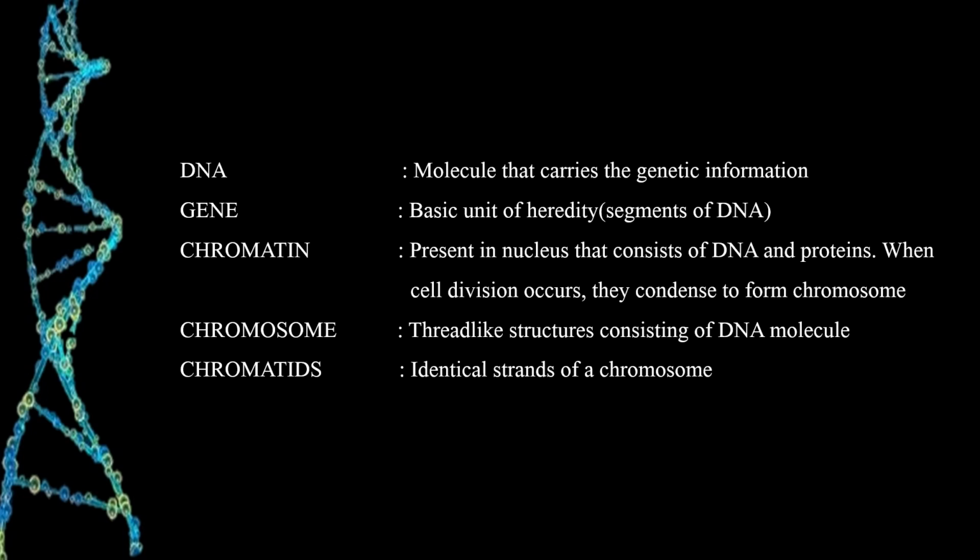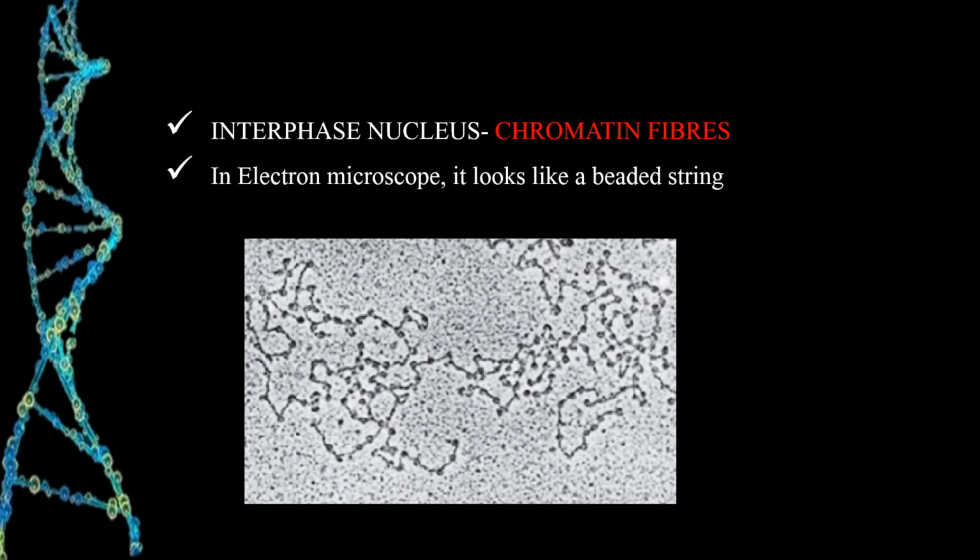And another term is chromatids. So these chromatids are the identical strands of a chromosome. That is, usually the chromosome consists of two identical strands that are called sister chromatids. In the interphase nucleus, the genetic material exists as chromatin fibers. When visualized under an electron microscope, the interphase chromatin exhibited a structure that resembled a beaded string.